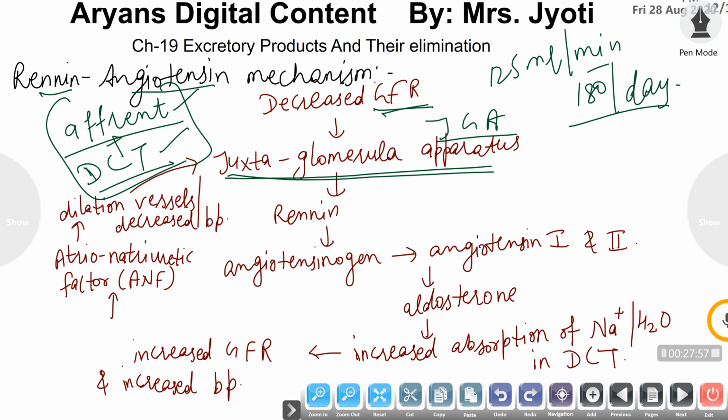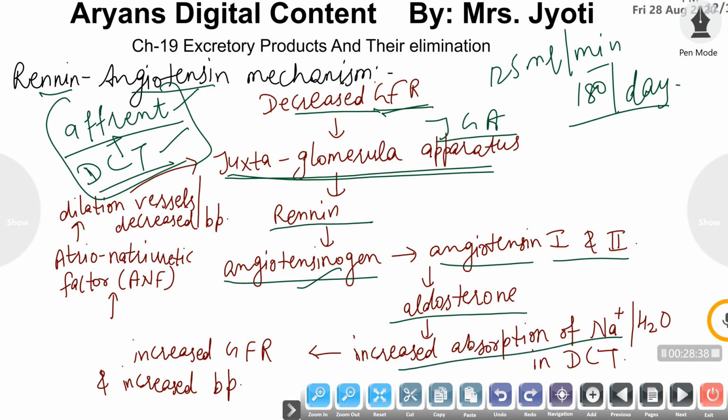When the juxtaglomerular apparatus receives the signal of decreased glomerular filtration rate, it releases renin. This renin acts on angiotensinogen, which is present in inactive form in the kidneys. The renin converts angiotensinogen to angiotensin 1 and angiotensin 2. Angiotensin 2 is the most important factor required for the secretion of aldosterone by the adrenal gland. The aldosterone increases the absorption of sodium and potassium ions, water and other nutrients that are lost in the form of urine from the body, in the distal convoluted tubular part of the nephron.